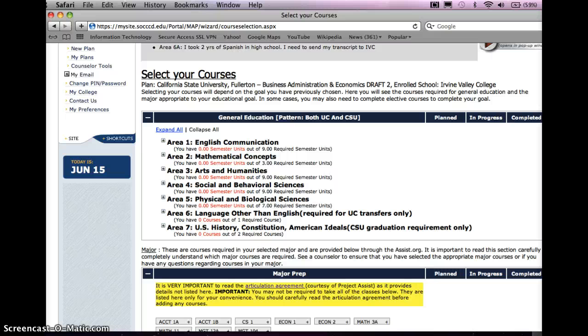And then selecting your courses. General education pattern, both UC and CSU. So you see areas 1 through 7. That's the IGETC pattern that we would be following for this component.